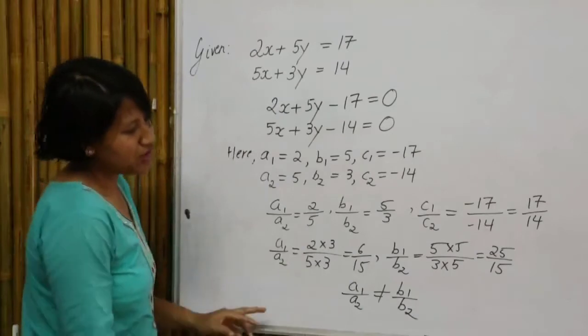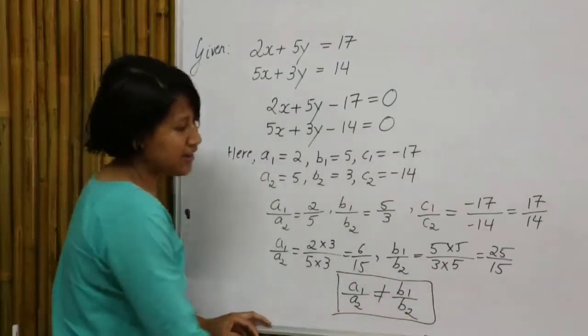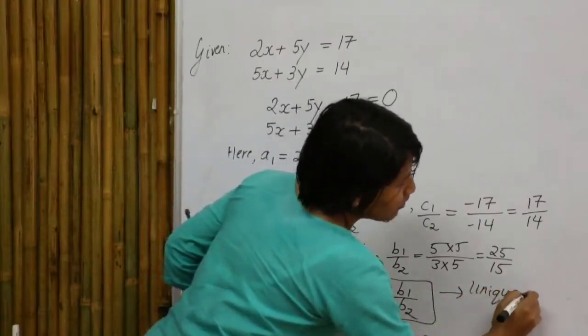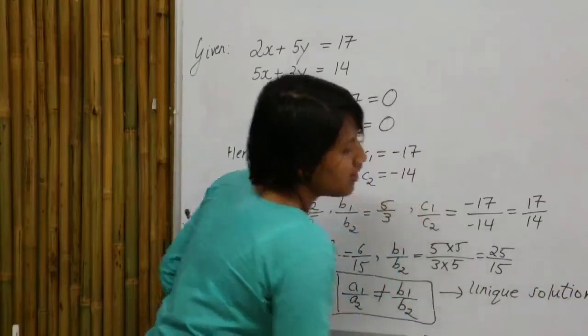So when you check from the table, what does this represent? Algebraically, it represents that they will have a unique solution.